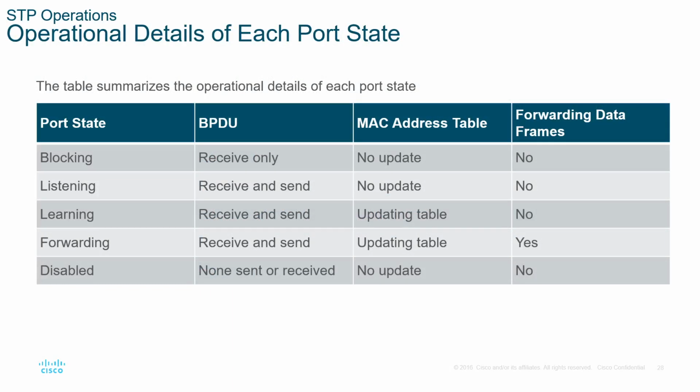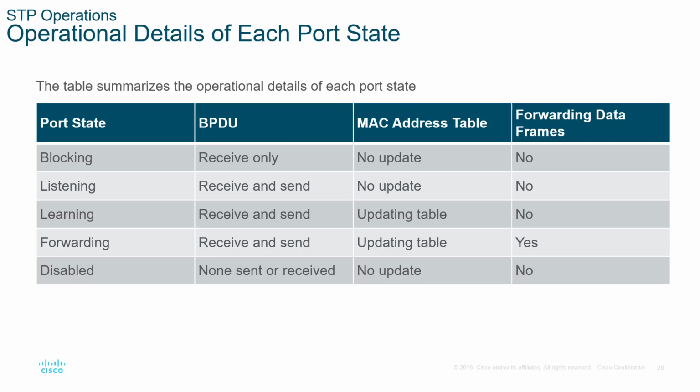When we have a port in the blocking state, it is only allowed to receive BPDUs. The MAC address table does not update, and forwarding data frames does not occur. Now, for the listening state, we basically have a state that allows the port to receive and also send BPDUs. However, there are no MAC address table updates, and the port is not allowed to forward any frames.